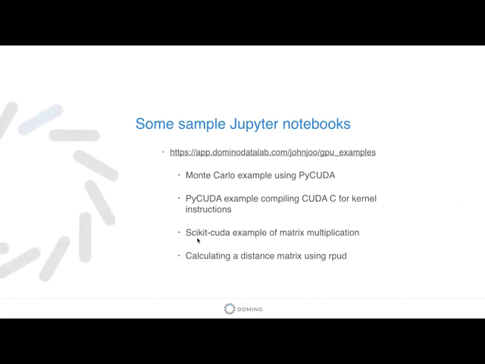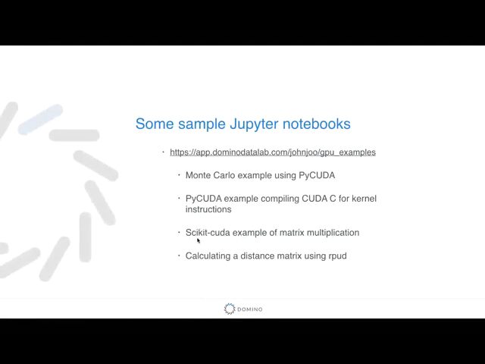So I'll have some sample notebooks at this link where I'll show you exactly the Monte Carlo example using PyCUDA that I just went over. We'll also have some PyCUDA examples compiling CUDA C code for kernel instructions. I'll show you more of a general purpose library in scikit-CUDA where we're doing matrix multiplication. And finally, we'll have an R example where we're calculating a distance matrix using RPUD. So that's what I wanted to talk about today.